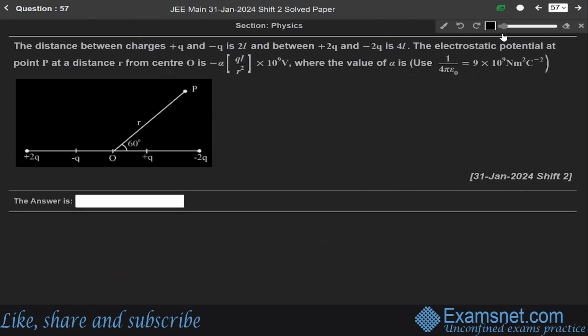Now next question 57. The distance between charges plus q and minus q is 2L and between plus 2q and minus 2q is 4L. The electrostatic potential at point P, at a distance r from the center O, is minus alpha QL over r square into 10 to the power 9. We have to find the value of alpha. So this question is from the chapter of electrostatics.